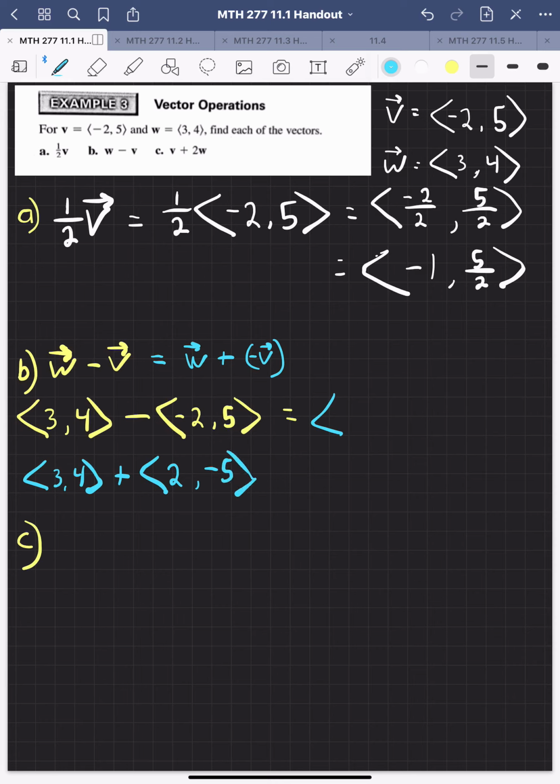All right, let's finish this up. To find the sum, we're going to add each component. So this is going to be 3 plus 2, combining our horizontal components, and let's also combine our vertical components, so that would be 4 minus 5. The result is the vector 5, -1.